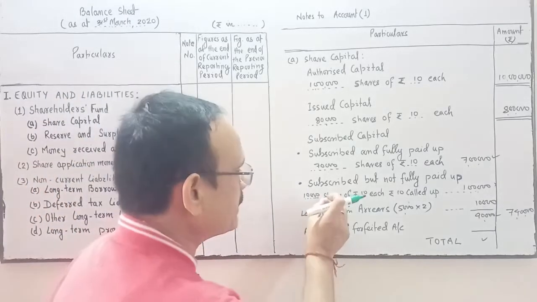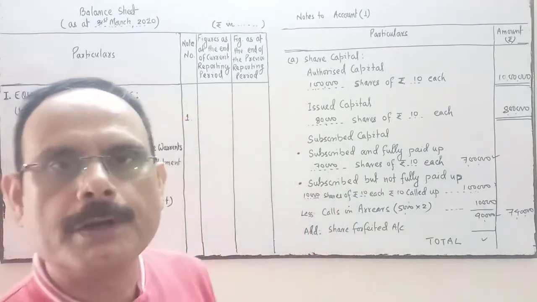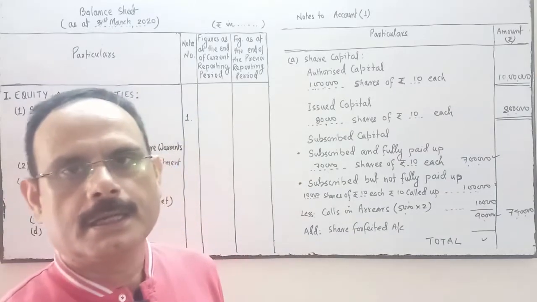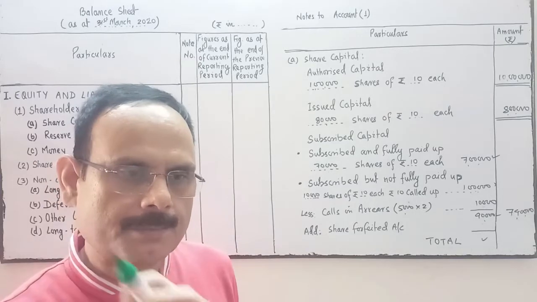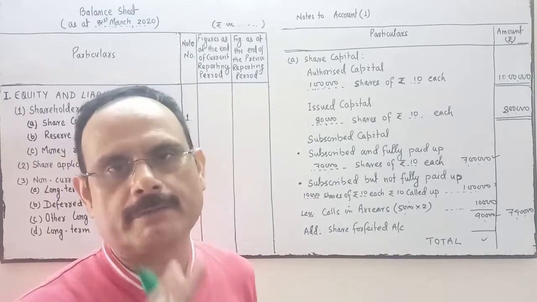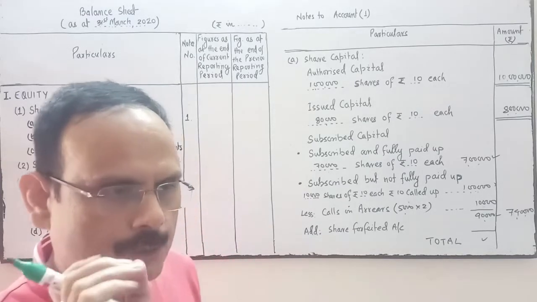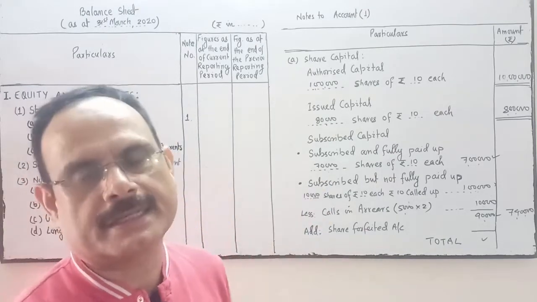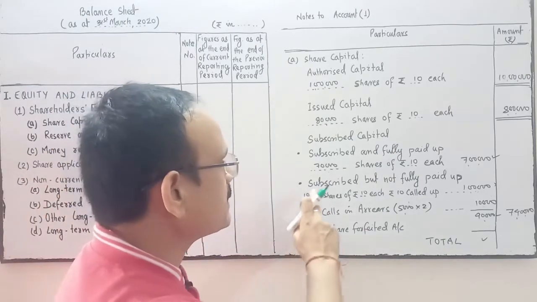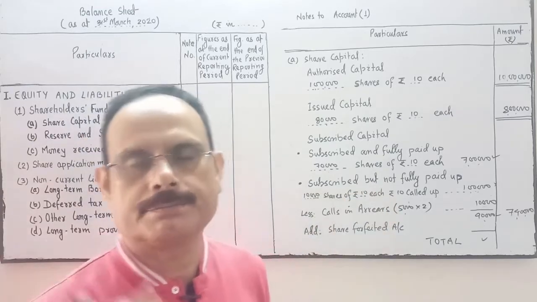So this will come under subscribed but not fully paid. Another thing that also comes under subscribed but not fully paid is if the company has not called the full nominal value. Suppose the face value of the share is 10 and the company has only called rupees 8 per share, then this will come under subscribed but not fully paid up.